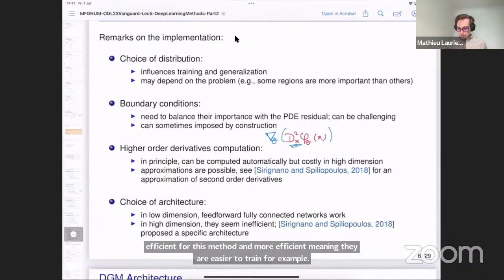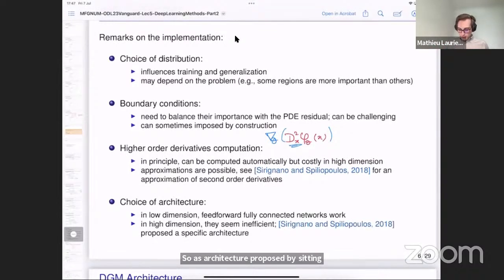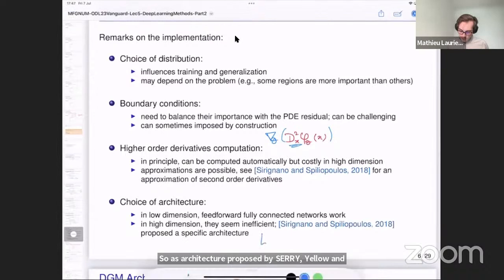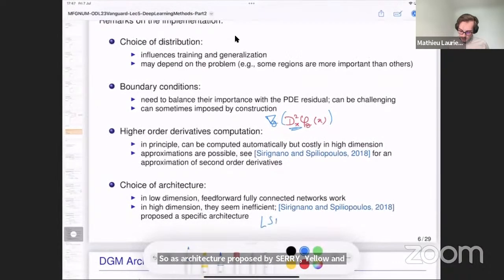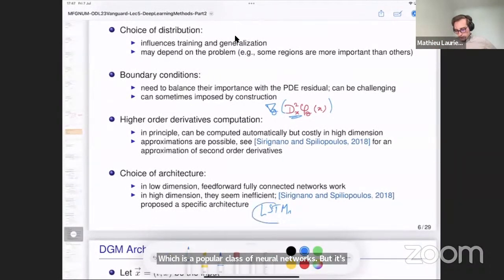The architecture proposed by Sirignano and Spiliopoulos is reminiscent of LSTMs, long short-term memory networks, which is a popular class of neural networks. But it's not immediately clear why LSTMs, which are, for example, used in NLP, natural language processing, when you want to process a sentence or a time series, these architectures make sense.